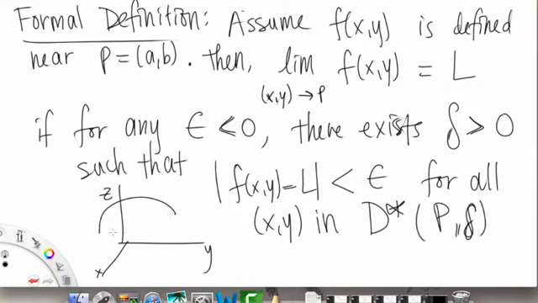So let's say we have our surface here. Here's point P. This is the point that we want to approach, from any direction or path or anything like that. So what does this disk part mean?